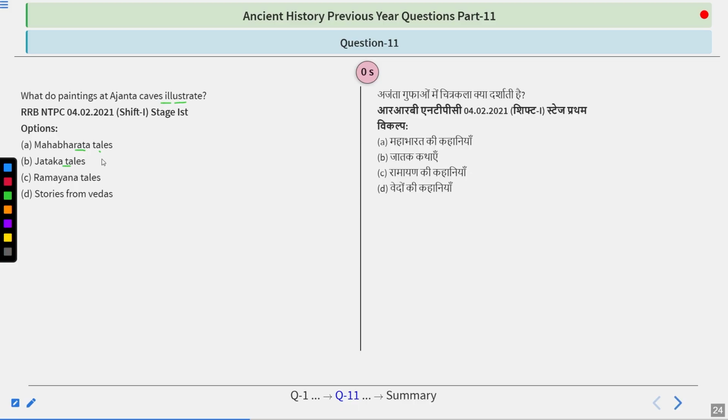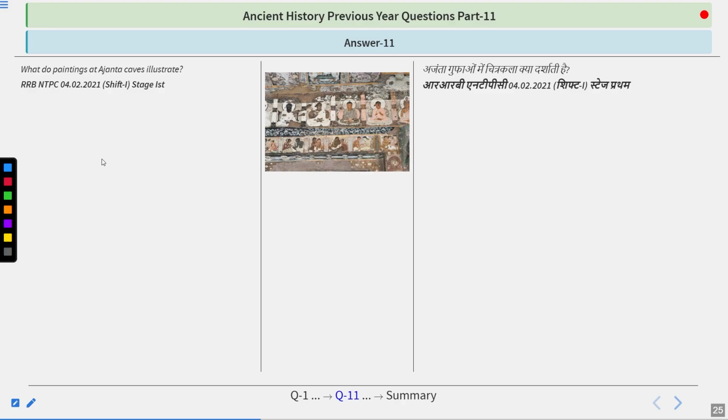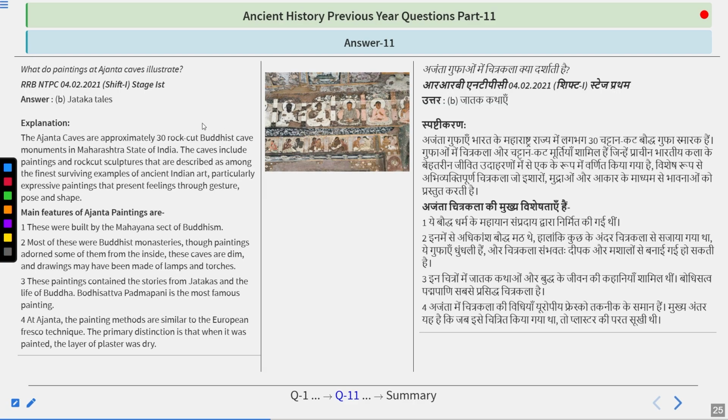If you know which religion Ajanta caves are related to, then you must know which particular tales they tell. So the answer here is Jatak tales. I hope you remember we discussed in Buddhism that Jatak stories or Jatak tales are related to Buddhism, where the earlier incarnations of Gautam Buddha were discussed and the stories were told. So Ajanta caves are approximately 30 rock-cut Buddhist cave monuments in Maharashtra state of India.